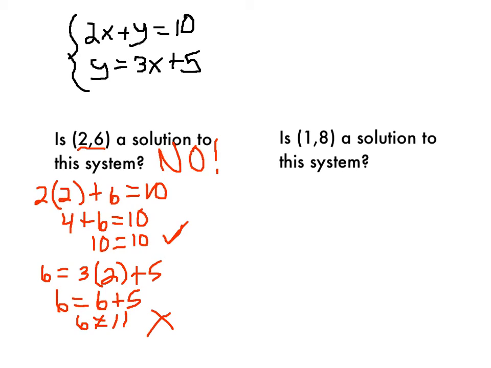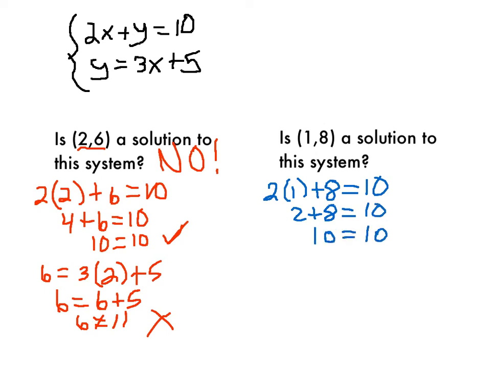Let's try this next part. Is 1, 8 a solution to the system? Well, let's plug it into the first equation. We get 2 times 1 plus 8 equal to 10. So we get 2 plus 8 equal to 10. That's going to be true. So far so good, but we saw in the last example that just because it works in the first doesn't mean it's going to work in the second.